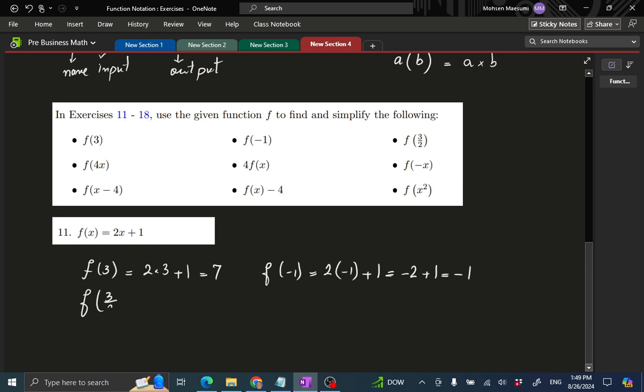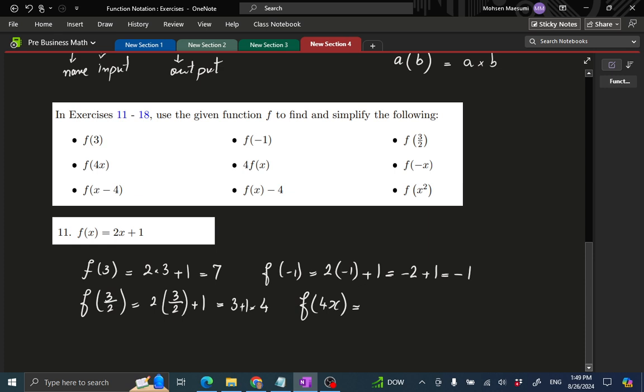Next problem is what's f of 3 halves. So it must be 4. 2 times, again, I put my parentheses here to avoid confusion and mistake. 2 times 3 halves is just 3 plus 1, and that is 4. Next one is f of 4x. Now the problem is getting gradually more complicated.